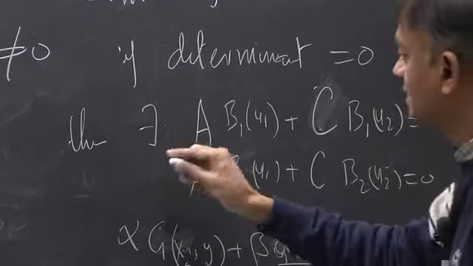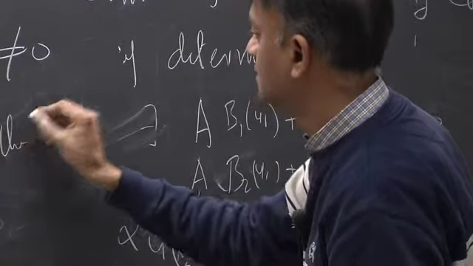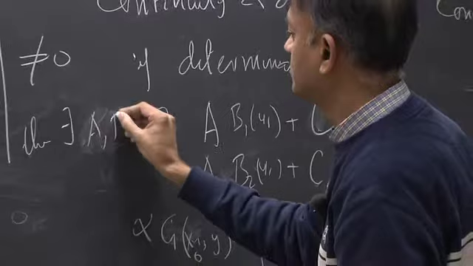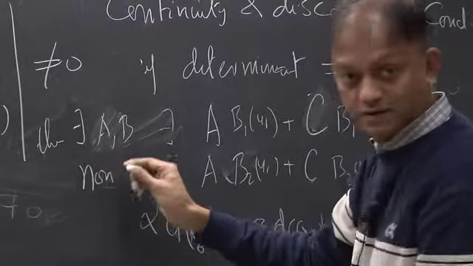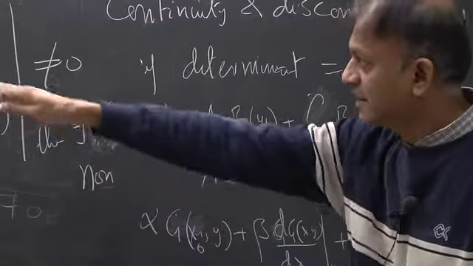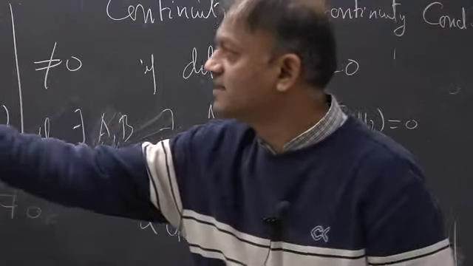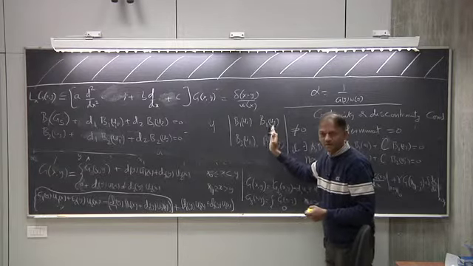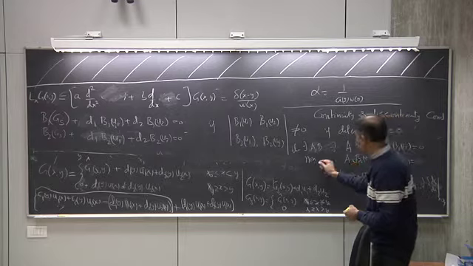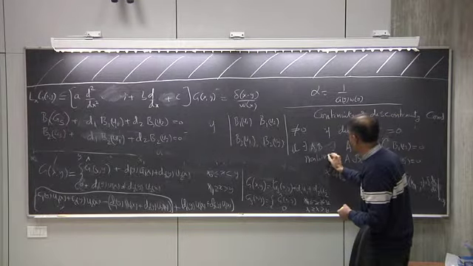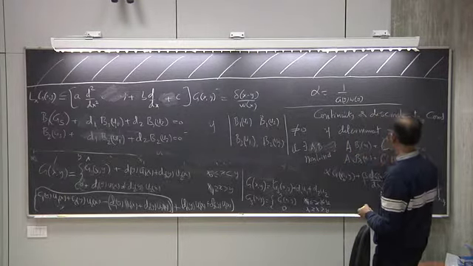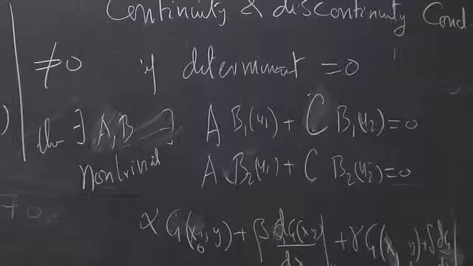Then there exist capital A and capital B which are non-trivial, I mean, not 0. That just means that if this determinant was 0, these two are linearly dependent. So this is a statement of linear dependence. So there are non-trivial A and B that exist which solve this equation simultaneously, right?